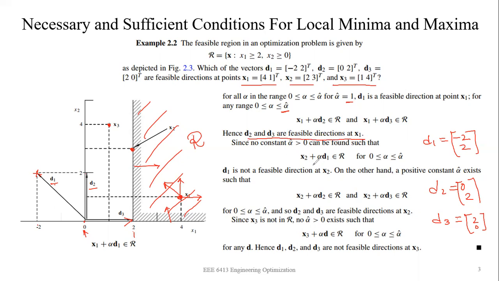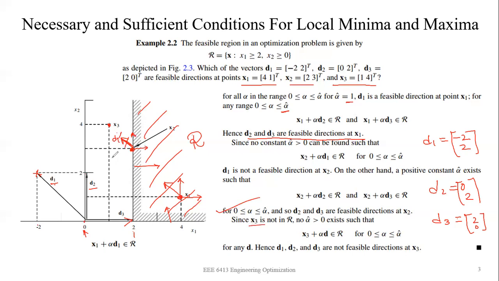Now for X2, X2 is actually here. If you take direction D1, then you can see we are leaving the surface, leaving the feasible region. So D1 is not a feasible direction for the point X2. Similarly, for the other 2, D2 is still feasible, because our X2 can have a value 2. This one is a feasible direction as well, no doubt about this one. So for the second case, D2 and D3 are feasible, which has been shown here.